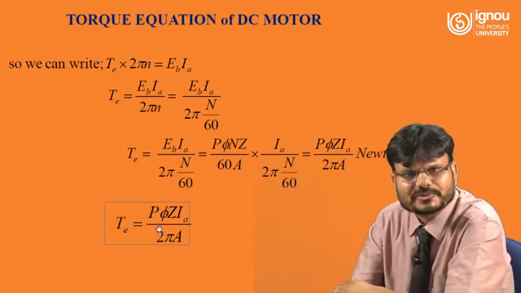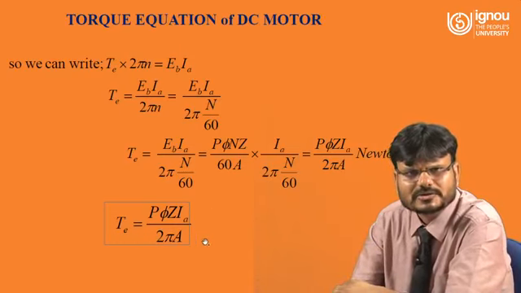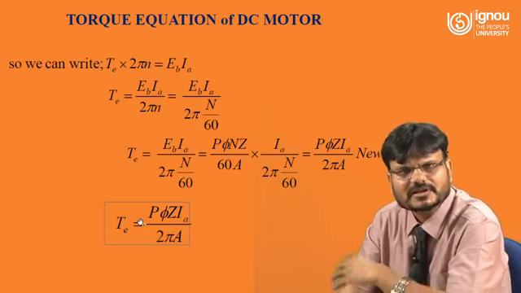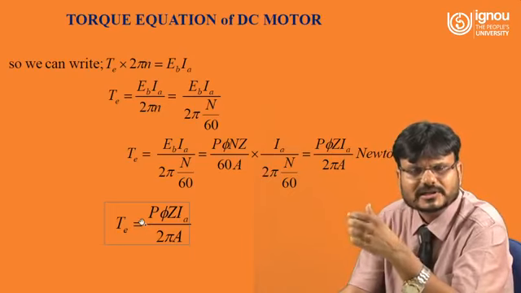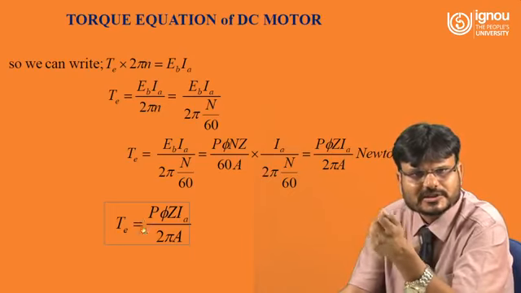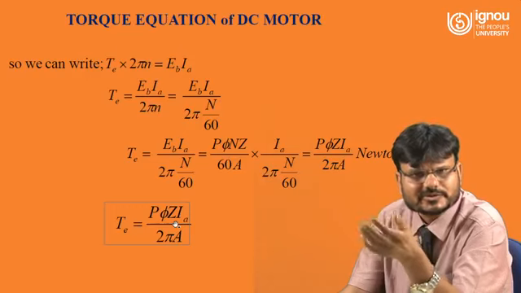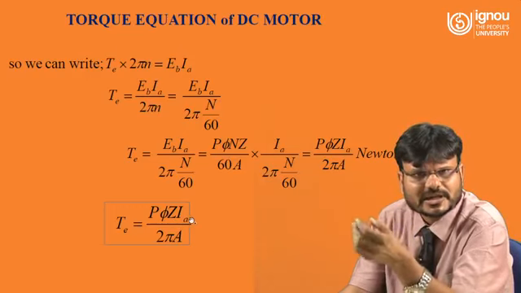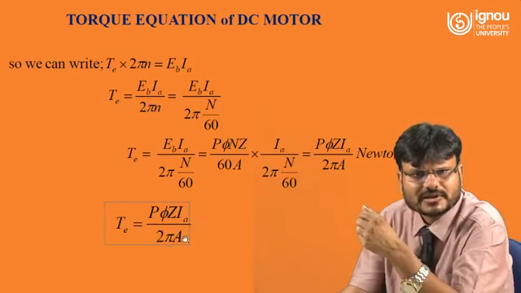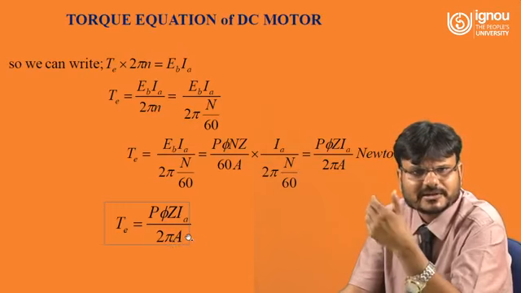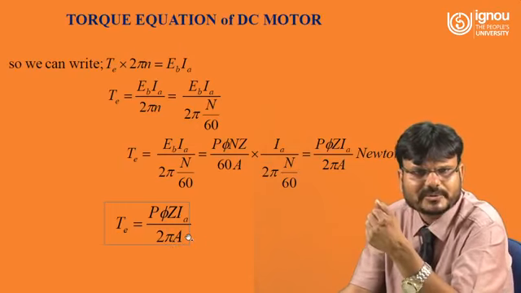TE is equal to P phi Z IA upon 2 pi A, where P is the number of poles of the DC motor. That means if you are using a 4-pole DC motor, the torque will be more. Then it depends on the flux per pole, on the armature conductors, and on the armature current. It depends on the type of winding, whether you are using lap winding or wave winding.